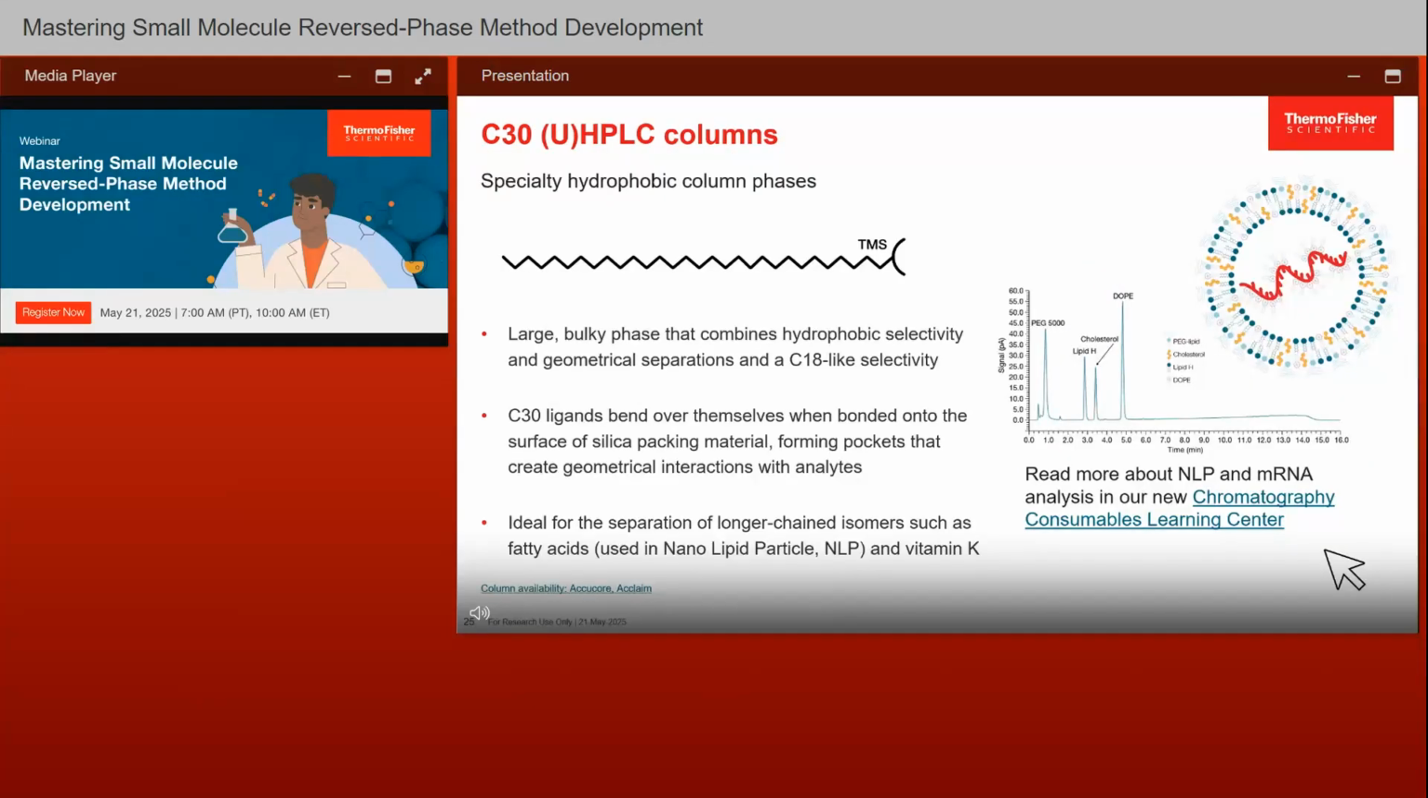So here we have a special hydrophobic column phase, which is known as the C30 phase. While it is similar to a C18 chemistry in terms of linear structure, it offers a unique interaction due to its bulkiness and the way it would fold on itself. The C30 phase can fold to produce unique interactions with bulky molecules that no other phase can do. So here's a good example where we're trying to analyze lipid nanoparticles. In this study, we're able to understand the formulation of the lipid nanoparticles and the ratios of each component. This particular application is not possible to achieve using a standard C18 column, as it lacks the geometrical separation properties that are needed for more challenging separations.